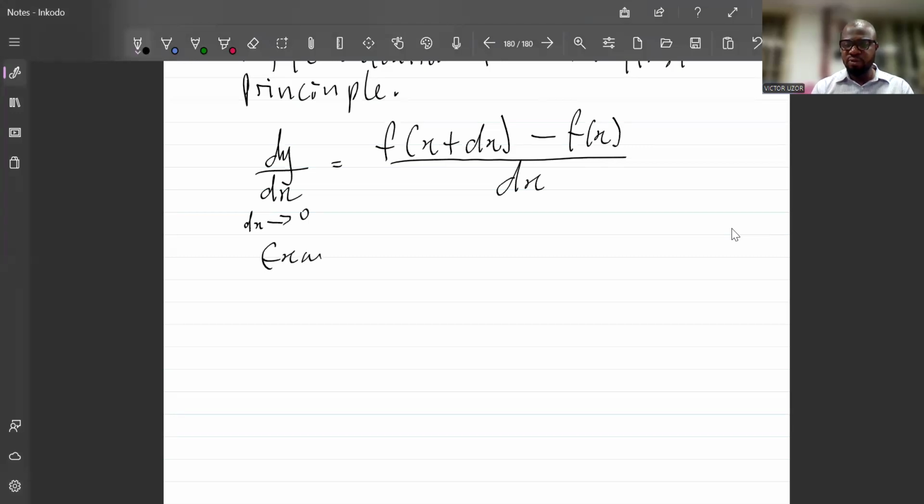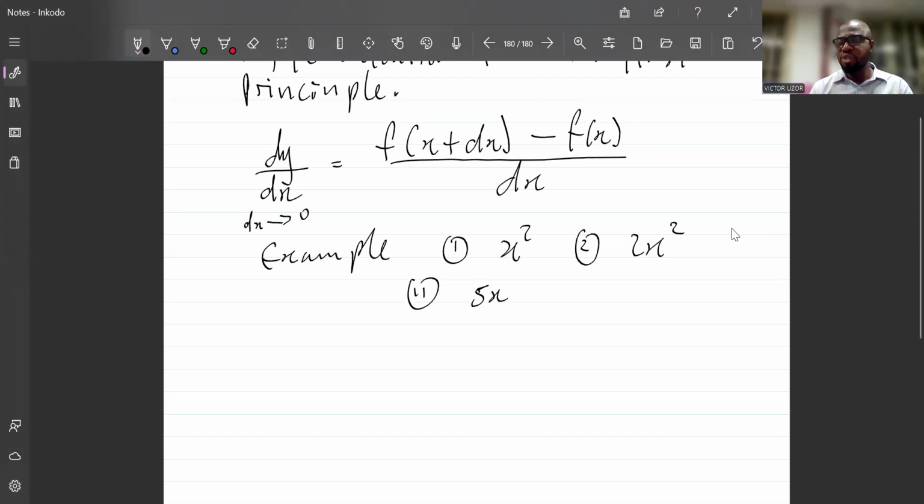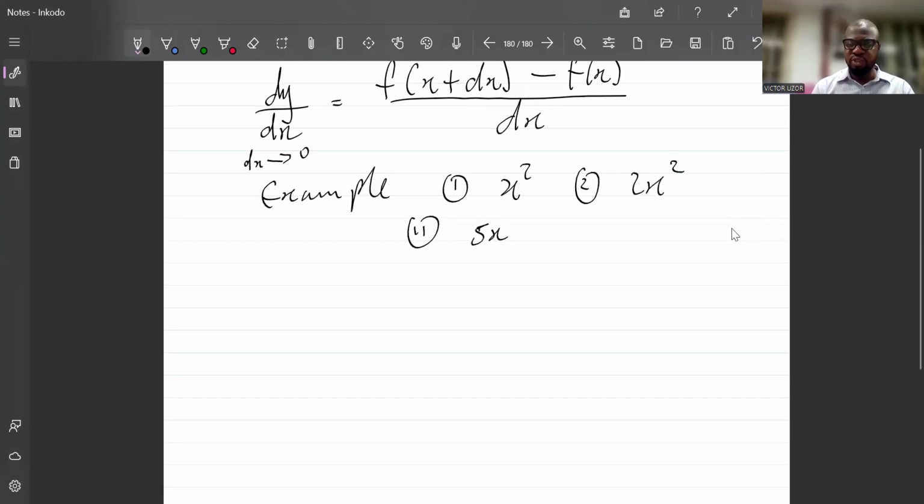examples, how you can use first principles to solve questions like 1, x squared, 2, 2x squared, 3, 5x. How you can use this to solve the differentiation.